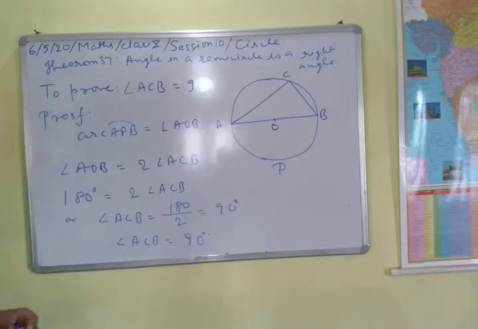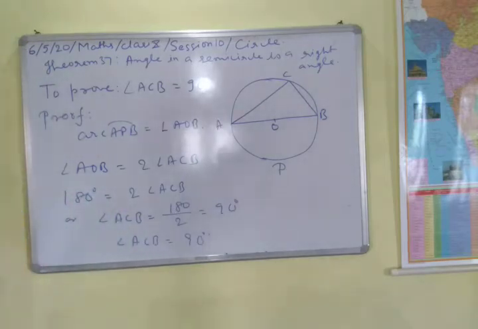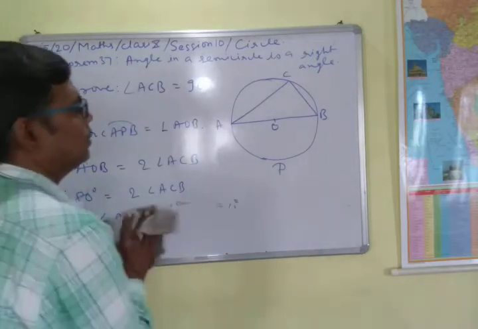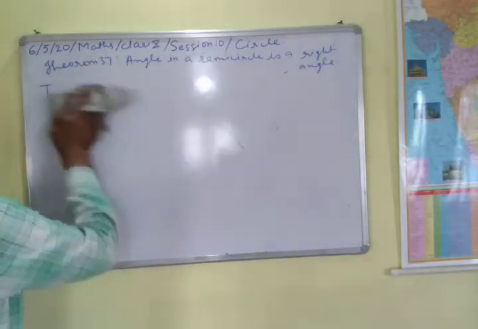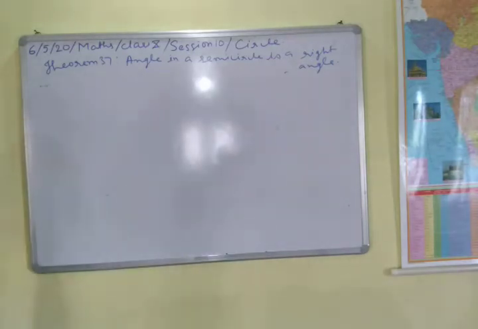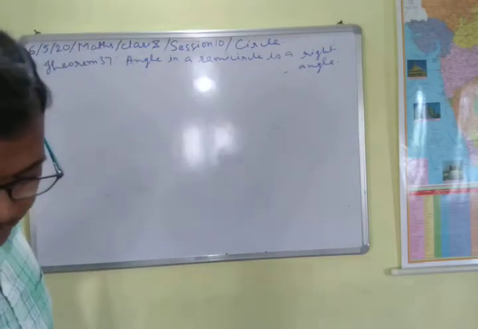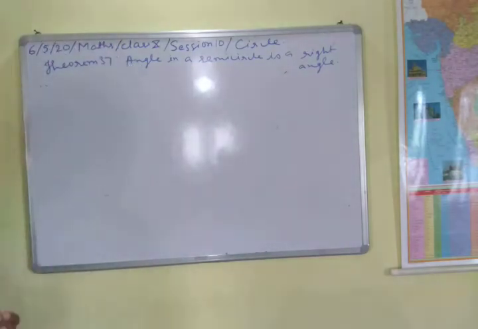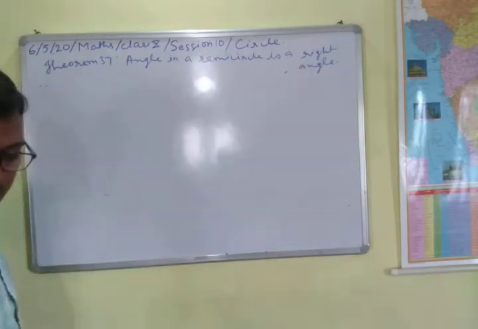This is a very simple proof, and you must remember this theorem that the angle in a semicircle is a right angle. Now I will discuss a couple of questions. For example, in the book, in exercise 7.3, the first question is that you have a triangle ABC, and in this triangle we will suppose that AC is the diameter.